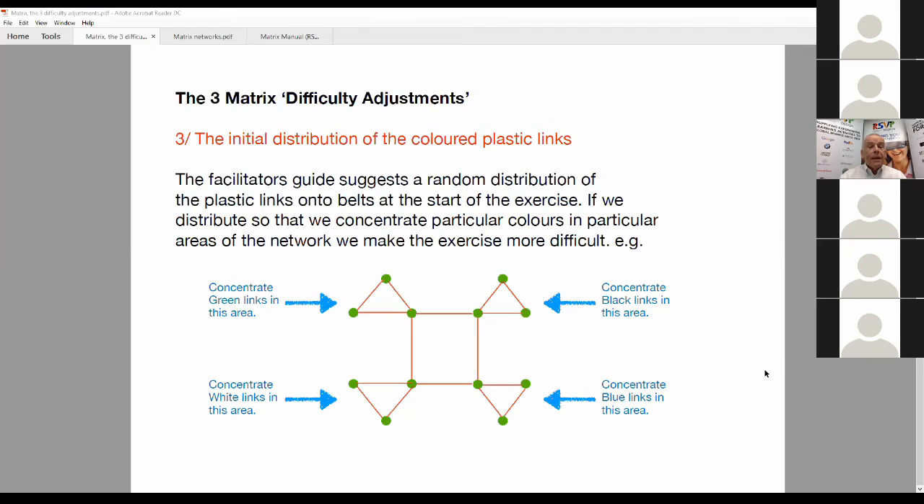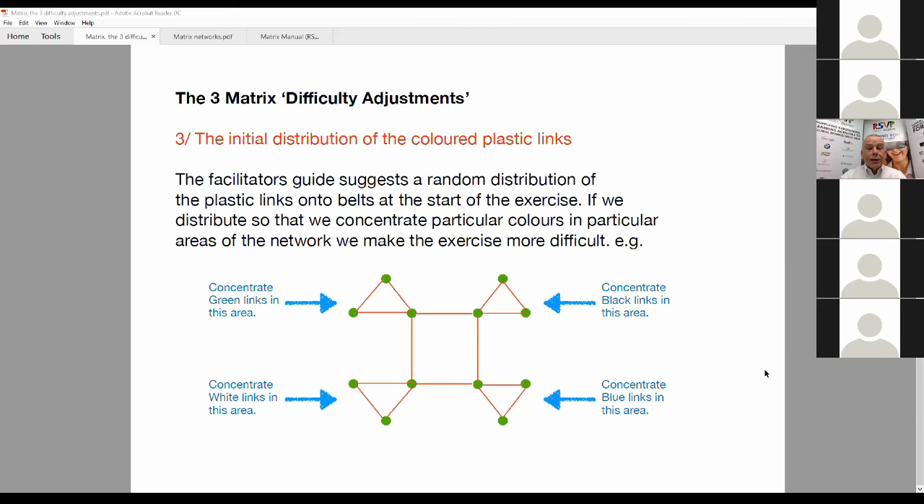So in that diagram, if we concentrated the green links in the top left corner of the network, the white in the bottom left, the blue in the bottom right, and the black in the top right, what we're effectively doing is massively increasing the number of transactions that have to be made in order for people to complete their individual card, because pretty much everybody in this network is going to need different colours. So if we have a lot of green in one area and you're in that green area looking for blue links, then those blue links have to come a very roundabout route to get to you, and it would take a lot of organisation to get them.